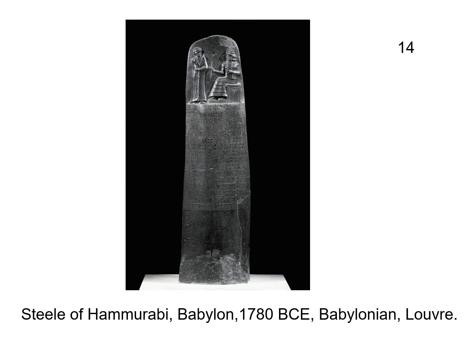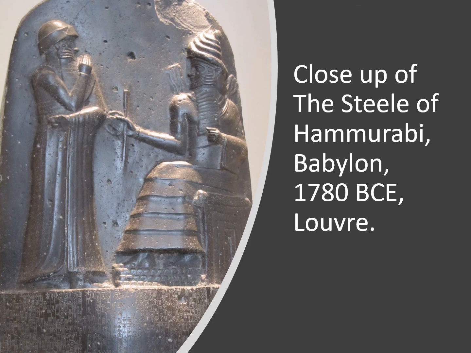Let me show you a close-up of the two figures. So this is a close-up of Hammurabi and Shamash, the top image of the stele of Hammurabi. And you can see right underneath the area where Hammurabi's feet and Shamash rest his feet on is cuneiform. The cuneiform is what the law code is written based on.